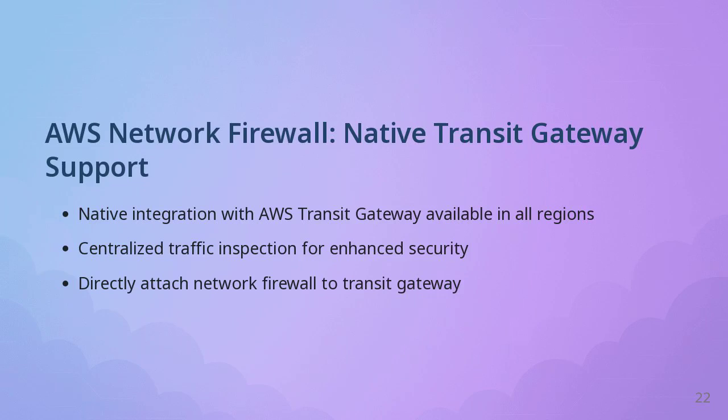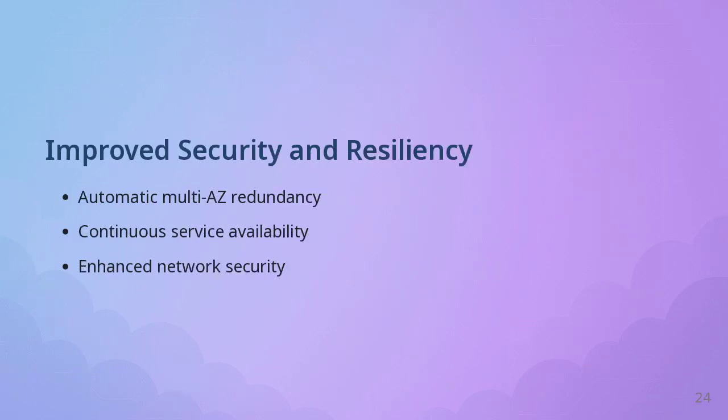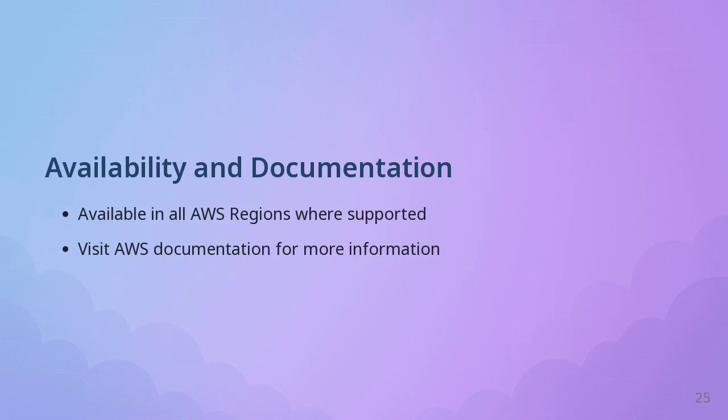This new feature eliminates the need to manage dedicated VPC subnets and route tables when connecting these services. You can use this capability to protect traffic across your entire AWS network, including VPCs and on-premises networks connected via AWS Site-to-Site VPN or AWS Direct Connect. The integration improves network security and resiliency through automatic multi-AZ redundancy, ensuring continuous service availability across regions. Native integration is available in all AWS regions where both AWS Network Firewall and AWS Transit Gateway are supported. To learn more, visit the AWS Network Firewall Service documentation.